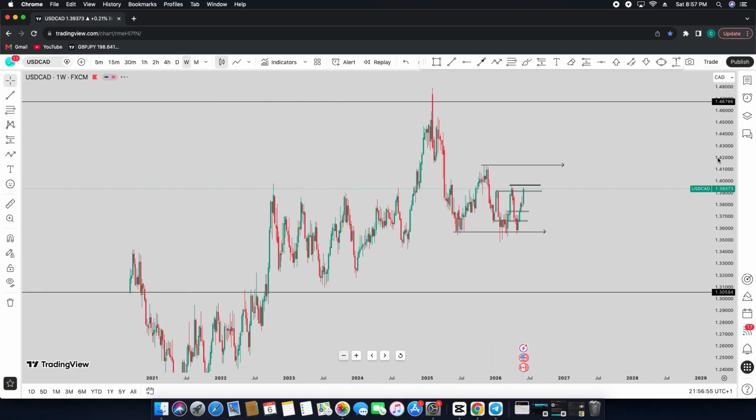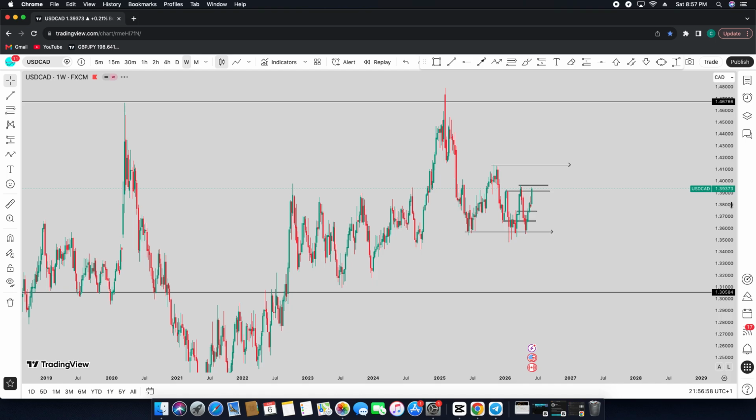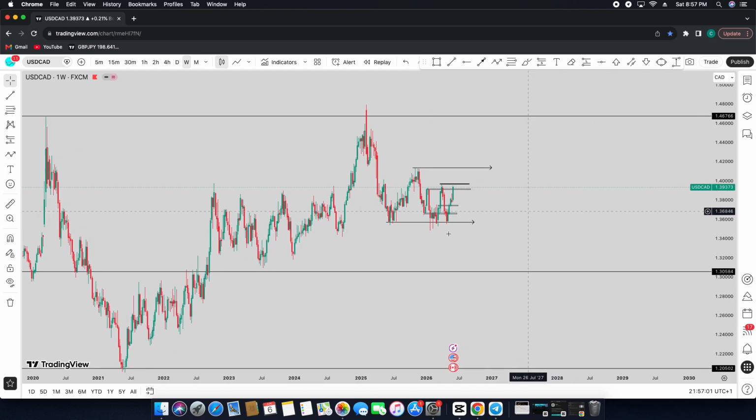Let's zoom out and see what the market is doing overall. On the weekly time frame, we can clearly see that this is a bullish market. The market has been creating higher highs and higher lows, higher highs, higher lows, higher highs, higher low, higher high. So this was the last low around here. And when the market came into this level, it slowed down around here.